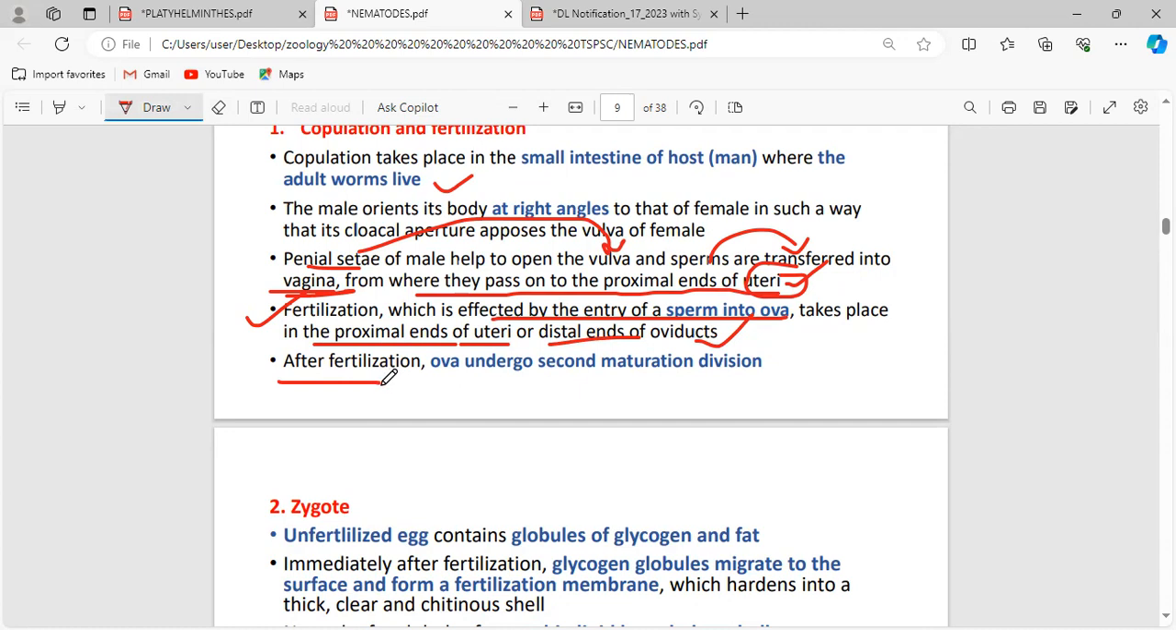After fertilization, what is fertilization? The technical definition for fertilization is the fusion of male and female gamete. And as a result of fertilization, what is going to be produced? A zygote will be produced. Male and female gametes will be fused together to form a zygote.